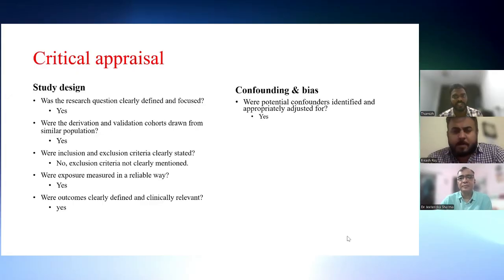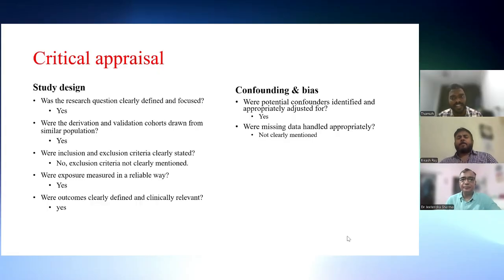Coming to confounding and bias: were potential confounders identified and appropriately adjusted for? Since it is observational data, there are multiple confounders, especially unmeasured confounders, and from the patient characteristics also, we have seen the data were not so comparable. Whether it is appropriately adjusted for: yes, they have used adjusted odds ratios and done many other sensitivity analyses for adjusting. Was missing data handled properly? That they have not mentioned clearly.